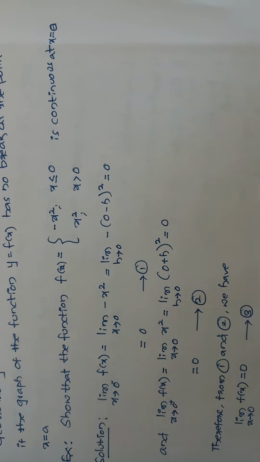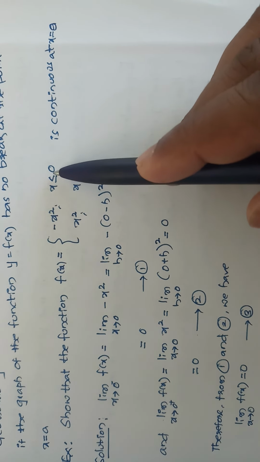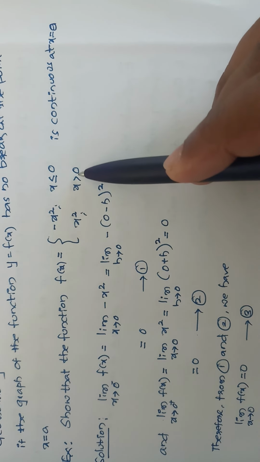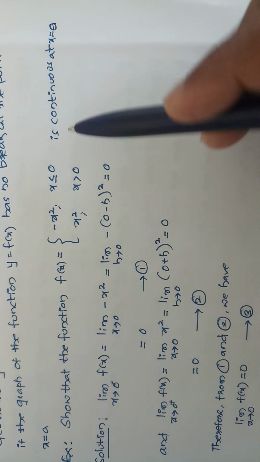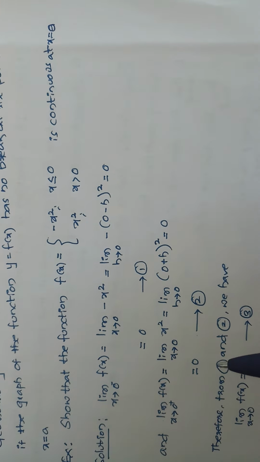Okay, so here I take an example. Let f of x be equal to minus x square when x is less than or equal to 0, and x square when x is strictly greater than 0. So this function is continuous at the point x is equal to 0. We have to show that.